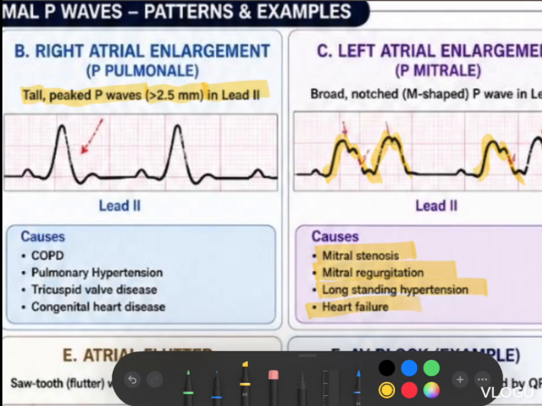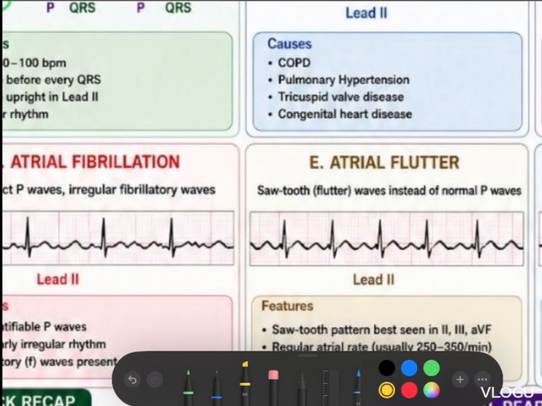So if you are suspecting atrial enlargement, in the right atrium you can see tall peaked P waves. In left atrial enlargement you can see an M-shaped P wave in lead 2. This is called P mitrale, meaning mitral valve disease or left atrial enlargement, with a broad bifid P wave. For the exam trick, left atrial enlargement means P mitrale. Mitrale means M-shaped.